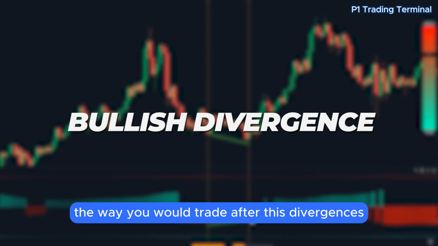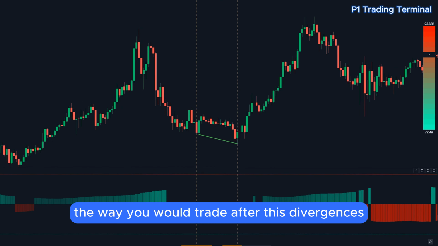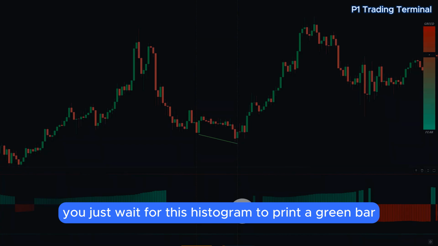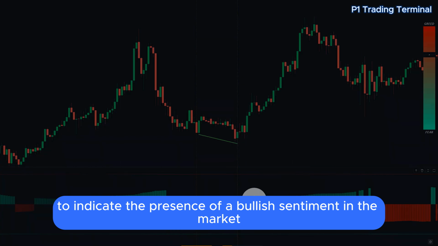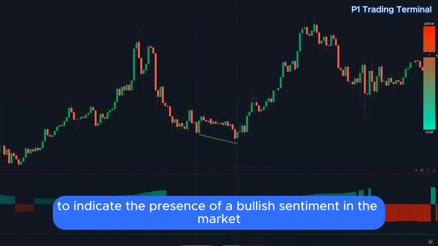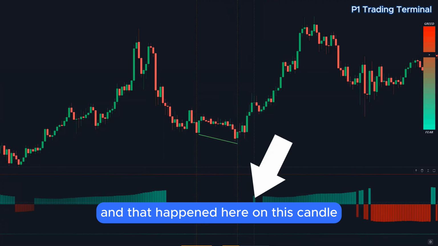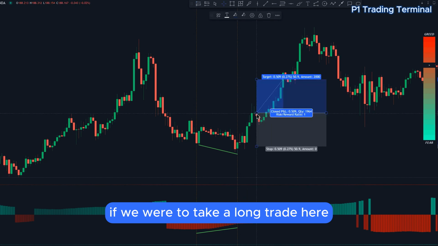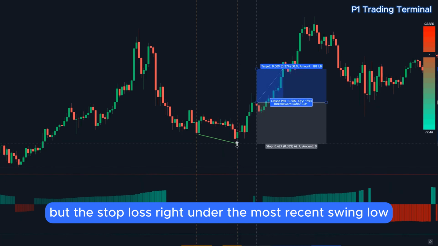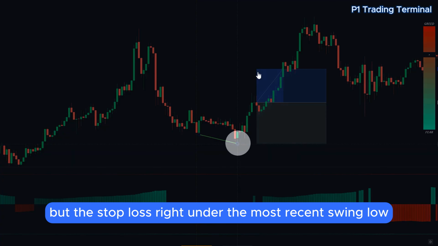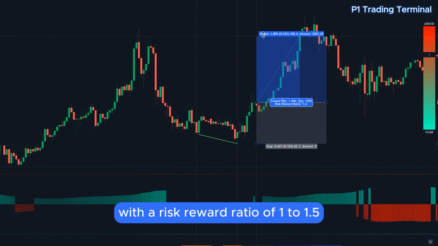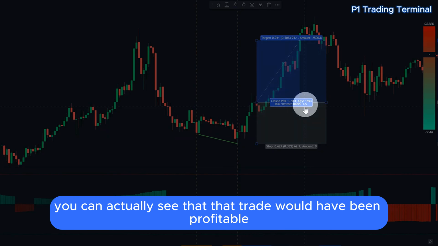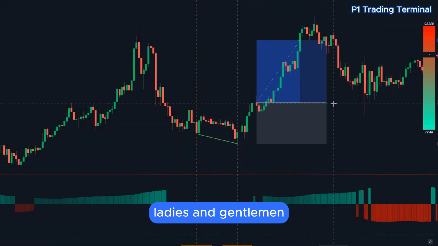The way you would trade these divergences, you just wait for this histogram to print a green bar to indicate the presence of bullish sentiment in the market, and that happened here on this candle, which means this is going to be our entry if we were to take a long trade here. Put the stop loss right under the most recent swing low with a risk-reward ratio of 1 to 1.5. You can actually see that that trade would have been profitable, ladies and gentlemen.